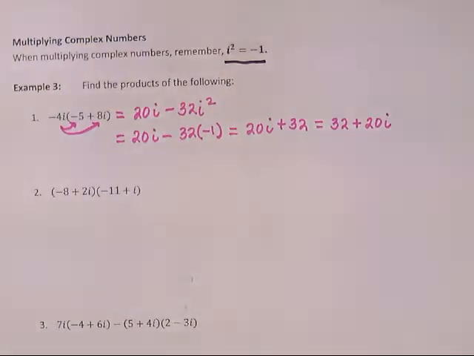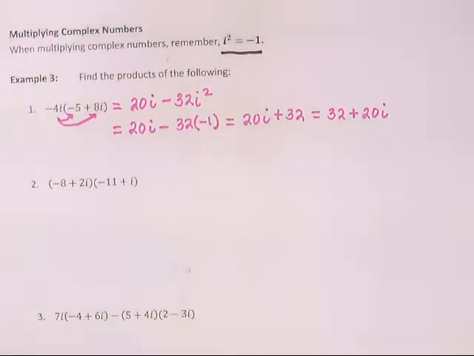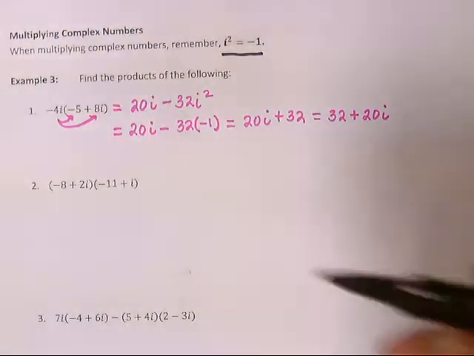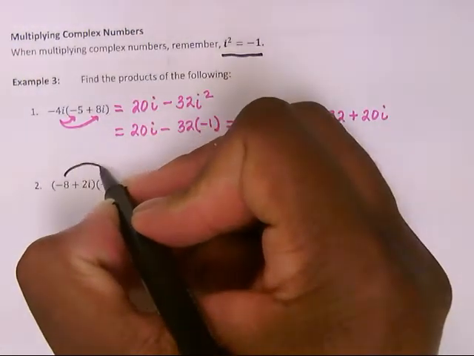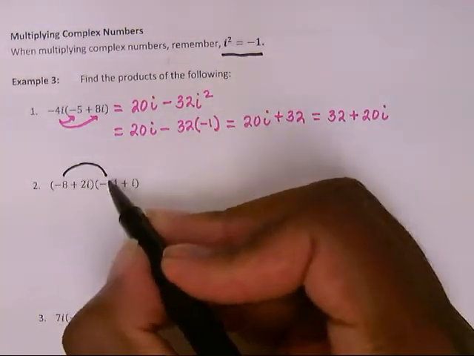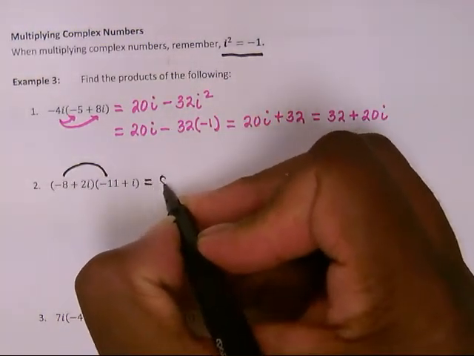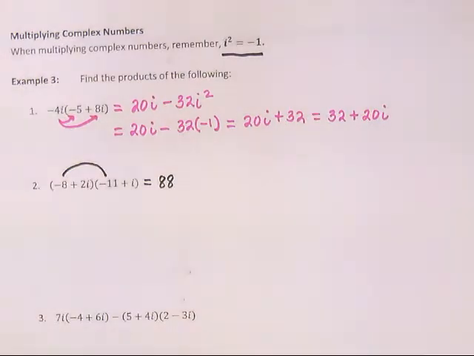Right, number 2 is negative 8 plus 2i times negative 11 plus i. Now here we got a pair of complex numbers that we're multiplying. So here we need to use what they call the FOIL method. And what that is is this. I take the first term times the first term, negative 8 times negative 11. That's going to be 88.